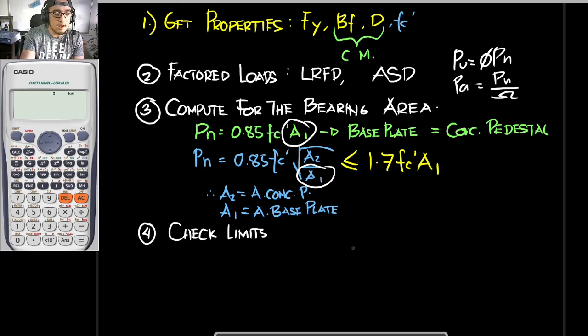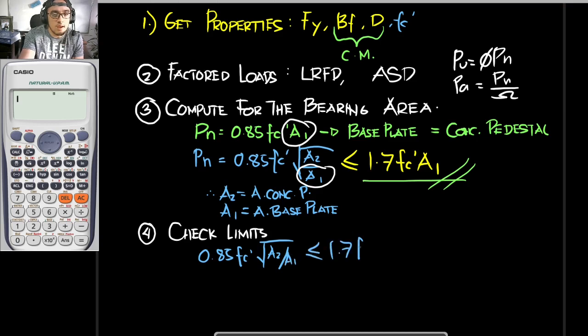So, ito yung isang limit natin. Itong 1.7 Fc prime A1. So, if nakuha mo na yung bagong area 1 mo, ngayon, i-compare mo siya dito. So, nasan ba yon? Sulat ko lang ulit. So, 0.85 Fc prime square root of area 2 over area 1. Make sure that it is less than or equal to 1.7 Fc prime area 1. So, make sure na tama yan. If hindi tama, gamitin nyo yung dito.